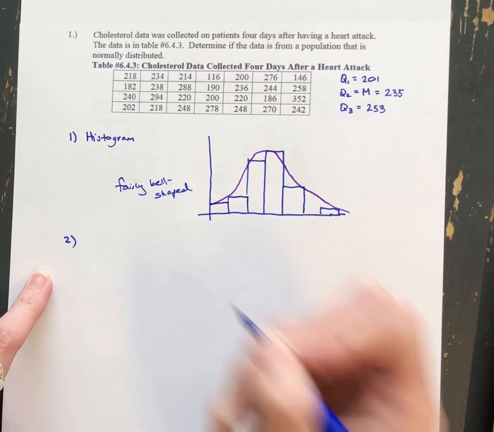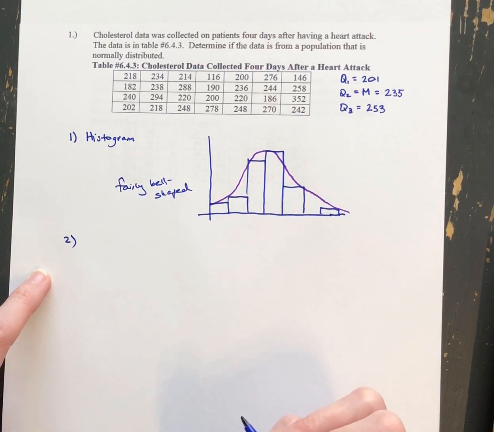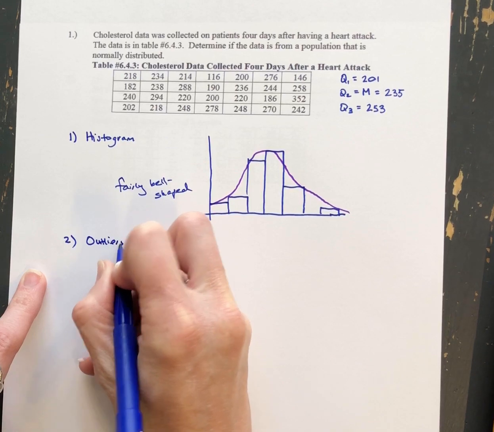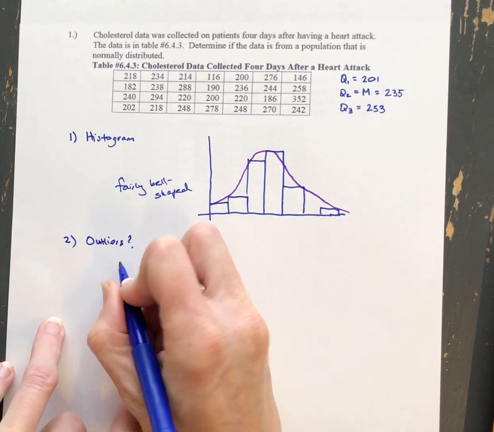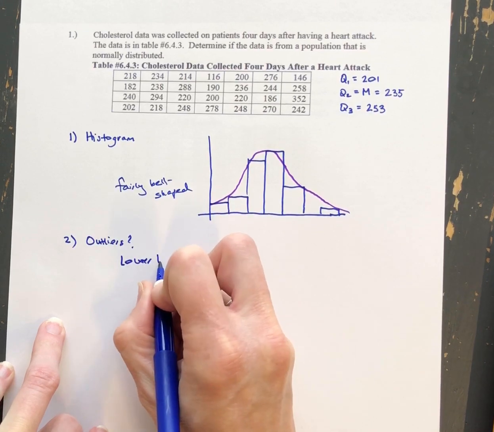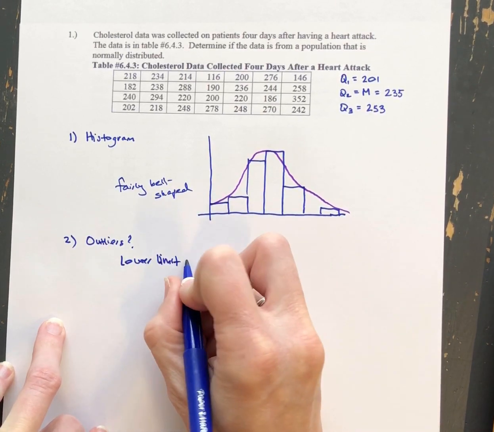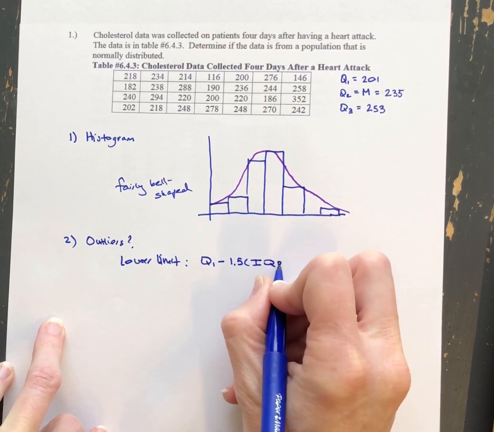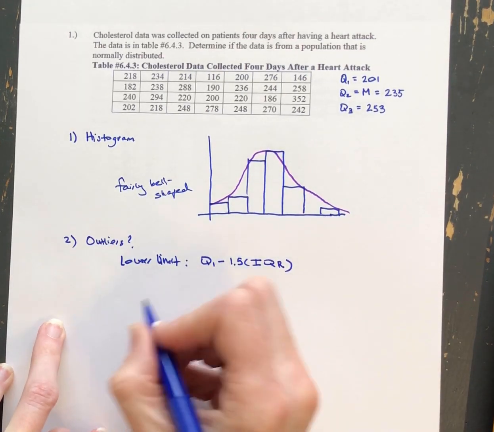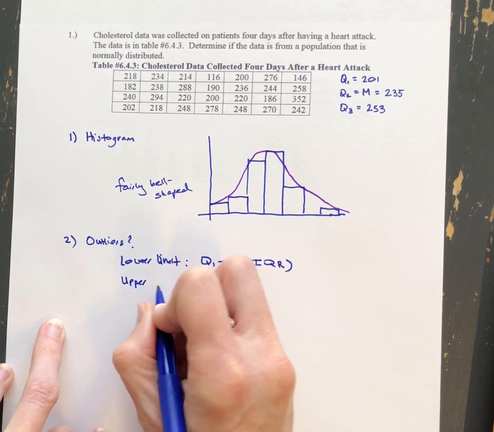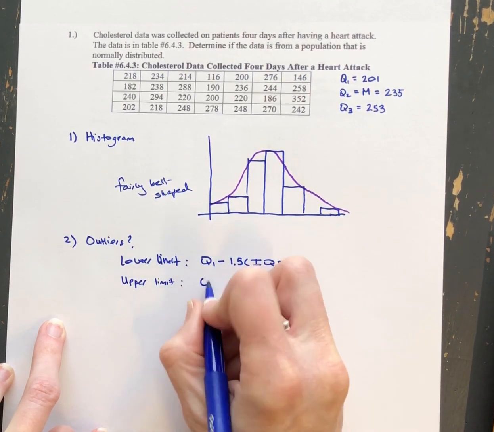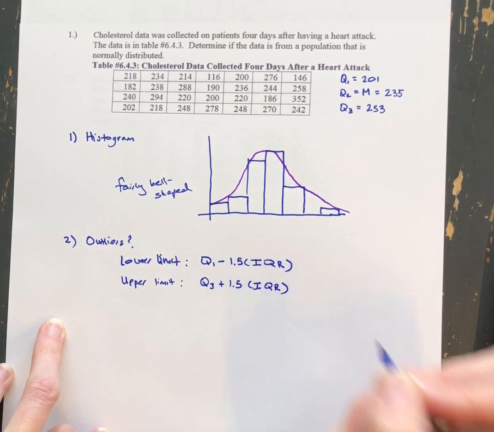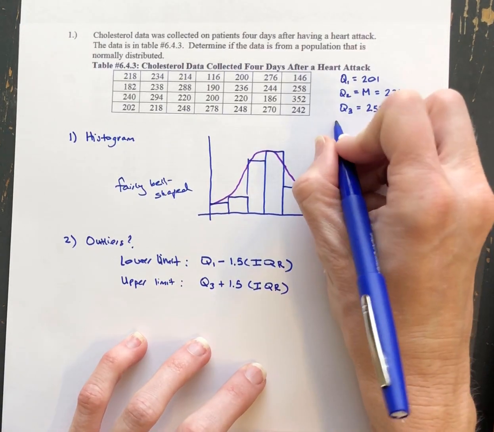Okay. The next thing that we want to do to try and determine normality of our data is look for outliers. Okay, and so as a reminder, we said that any value that is below the lower limit, which is Q1 minus 1.5 times the interquartile range, is going to be a potential outlier. And then any value above the upper limit, that's Q3 plus 1.5 times the interquartile range.